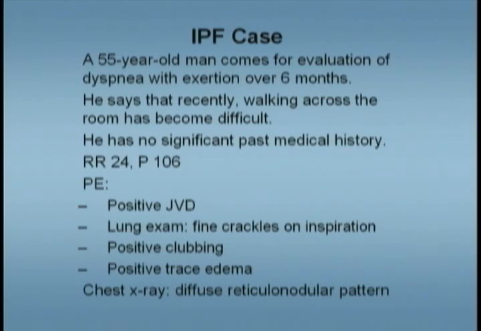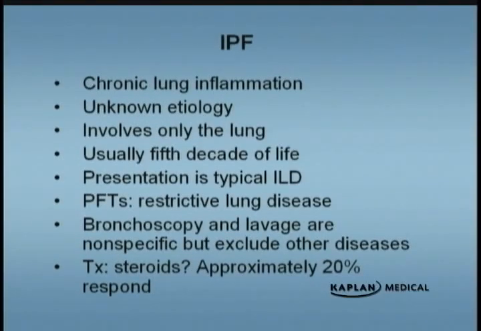Now the question is what? And what this guy had is this thing called idiopathic pulmonary fibrosis. It's a chronic lung inflammation. It occurs out of the blue with no precipitating factor. It's of unknown etiology. And the interesting thing about this disease is it has no other systemic manifestations. What I mean by that is it doesn't involve other organs. It only involves the lung.